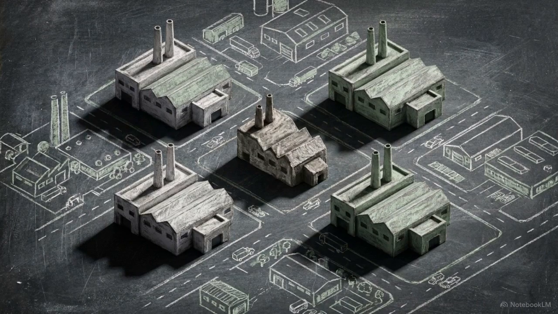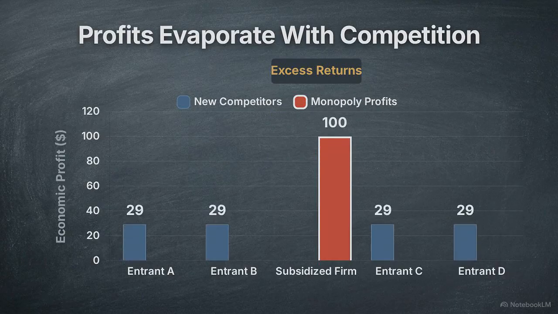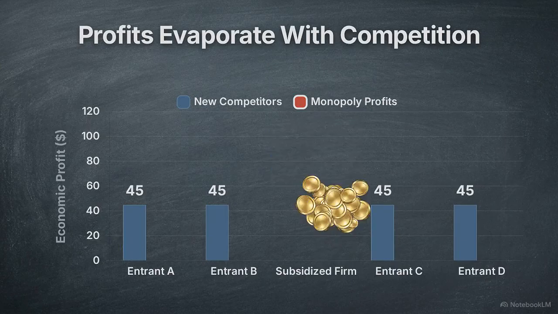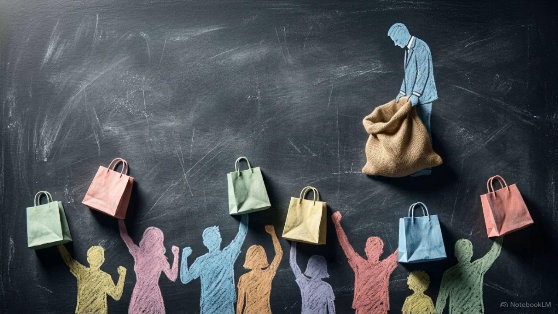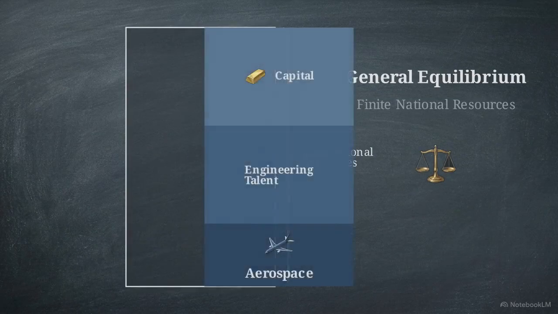The second issue is market entry. When a government subsidizes a sector to capture high profits, those returns attract new global competitors. As new firms enter, the monopoly profits vanish. The financial benefits of the subsidy are eventually passed on to global consumers through lower prices, rather than staying within the home country.